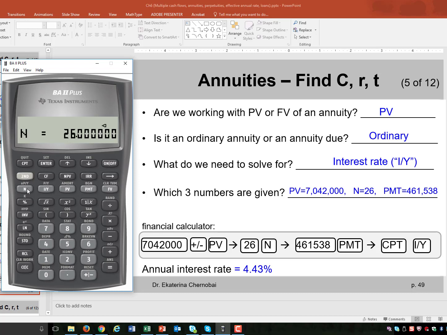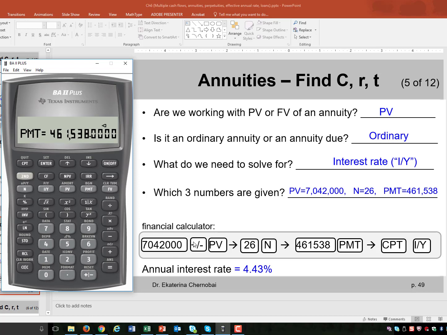The payment amount for each installment would be 461,538. You leave the sign as is, you don't change it to negative. So kind of the way to remember it is everything that's today is one sign, everything that's in the future is with the opposite sign. So we entered our present value with the minus sign, which means we should leave the PMT with the positive sign. So I input the value and then I press PMT. Now it's stored as the annuity payment.